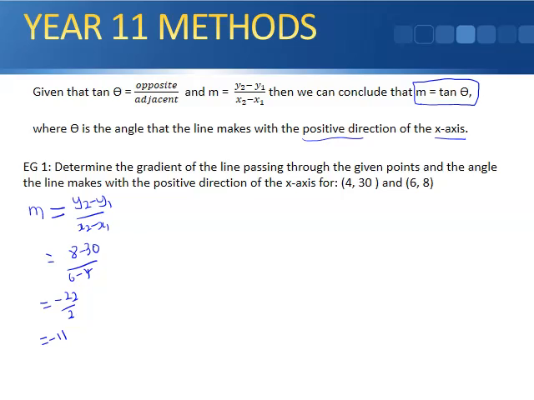Now we need to work out the angle that it makes. So we're going to use m equals tan theta. So we've got tan theta equals negative 11, and of course to get theta we do inverse tan of negative 11 on our calculator, and when you do that you'll end up finding that it is 84.8 degrees.